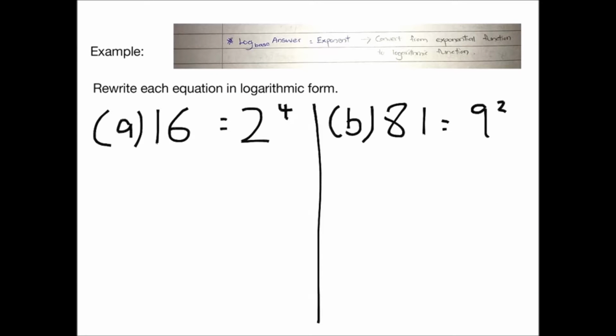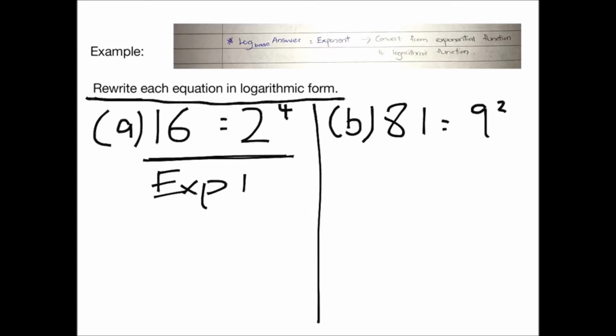Okay, so let's do some examples. Let's do some questions. I'm going to do the first one, and you guys can just watch. For now we have to rewrite each equation in log form. So now we know that this question is in exponential form, and we have to look for the logarithmic form. Okay, let me clear this.